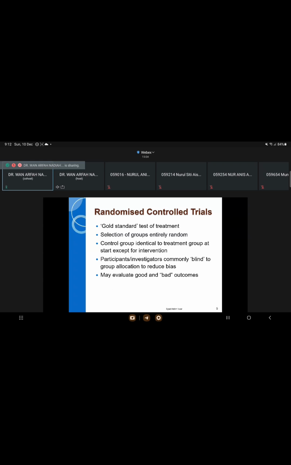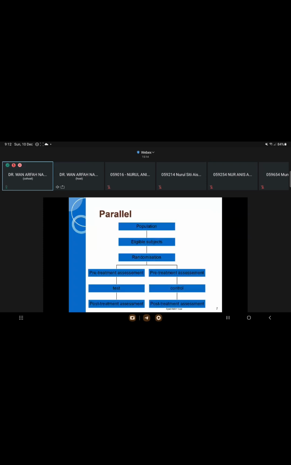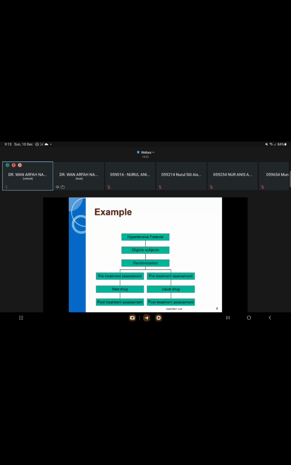So RCT can also evaluate good and bad outcomes. This is a simple example: effectiveness of a new antihypertensive drug. We have two designs. If you still remember, we have the parallel design. This is the common design. For example, we have two groups: new drug and usual drug. In this example, we have only two measurements, baseline and post assessment. It depends on how many measurements you want to take, and that depends on the researcher.